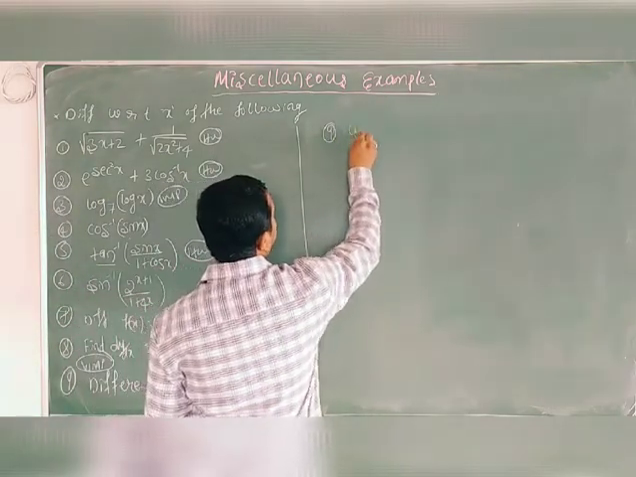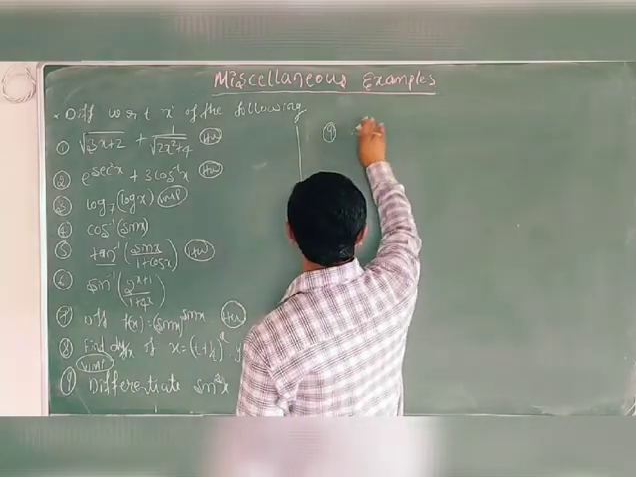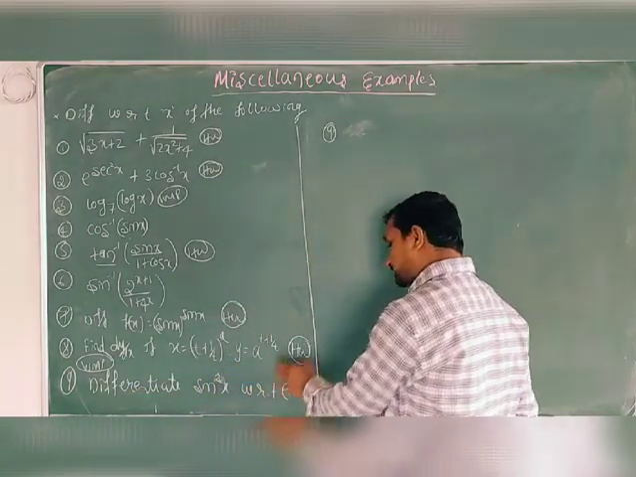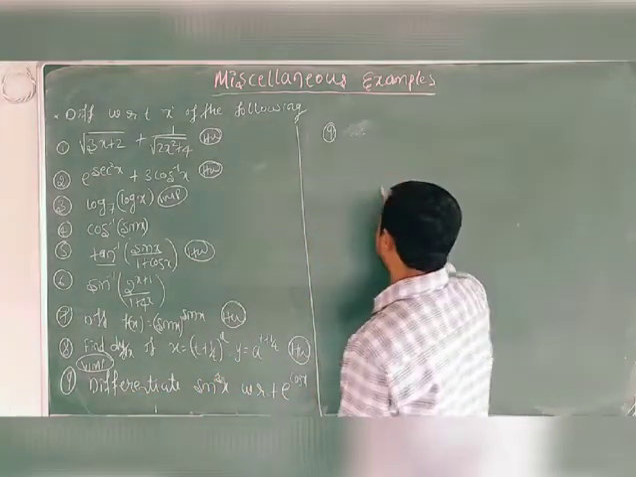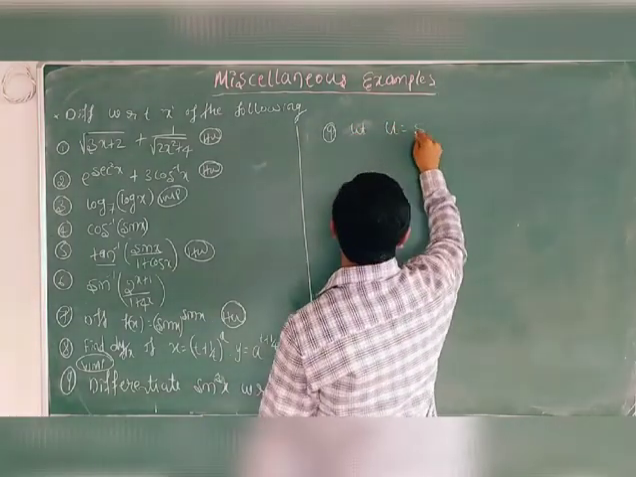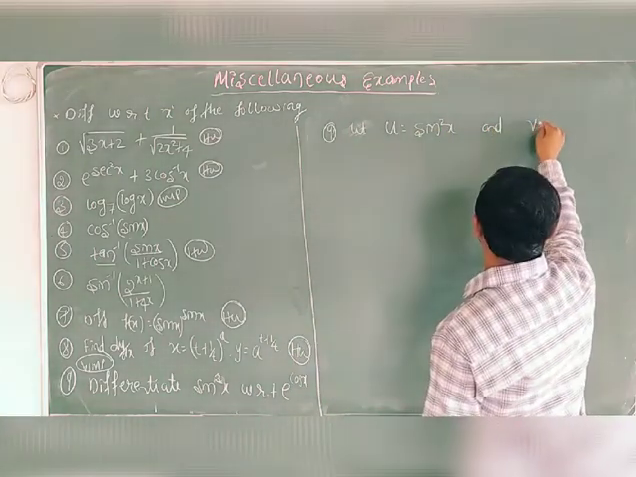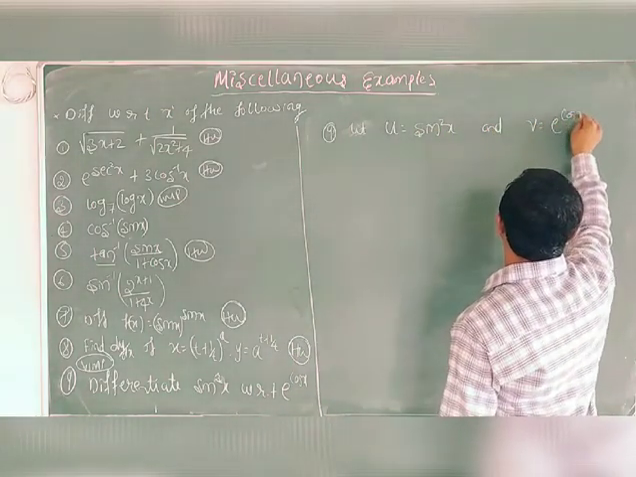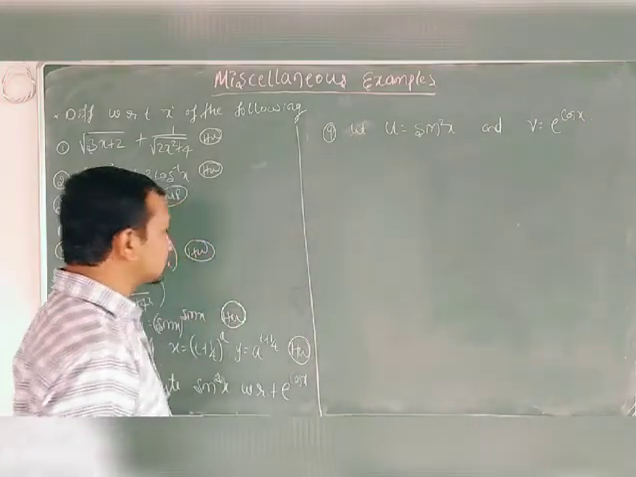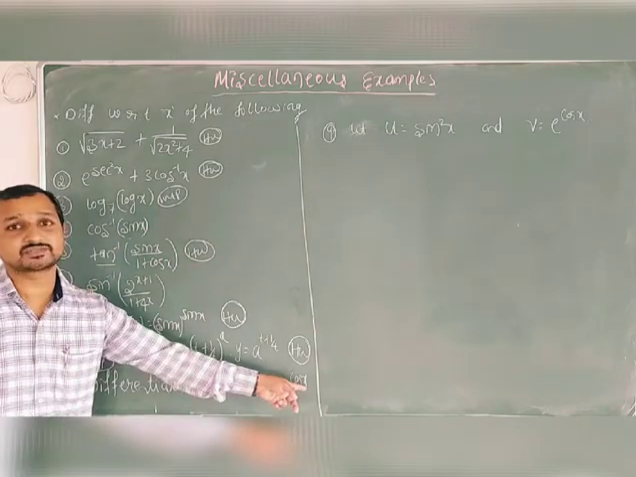Let us consider what is there. Differentiate sin square x with respect to e raised to cos x. So here I take let u equal to sin square x and v equal to e raised to cos x. Then what do we need to find? Differentiate sin square x with respect to e raised to cos x.